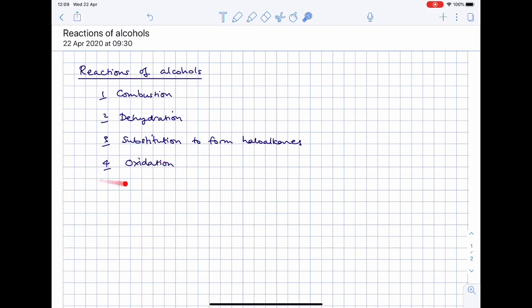And then we look at later oxidation using oxidizing agents such as potassium dichromate, and we get different products for different types of alcohols, different classes of alcohols. So for primary alcohols and secondary alcohols, you get different products.